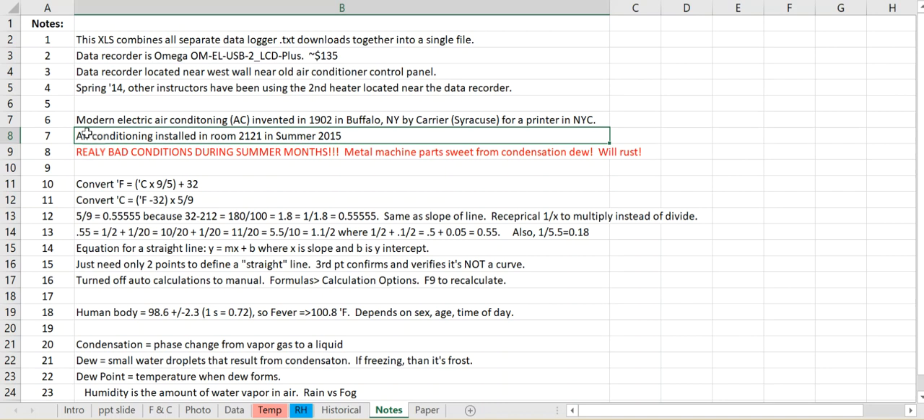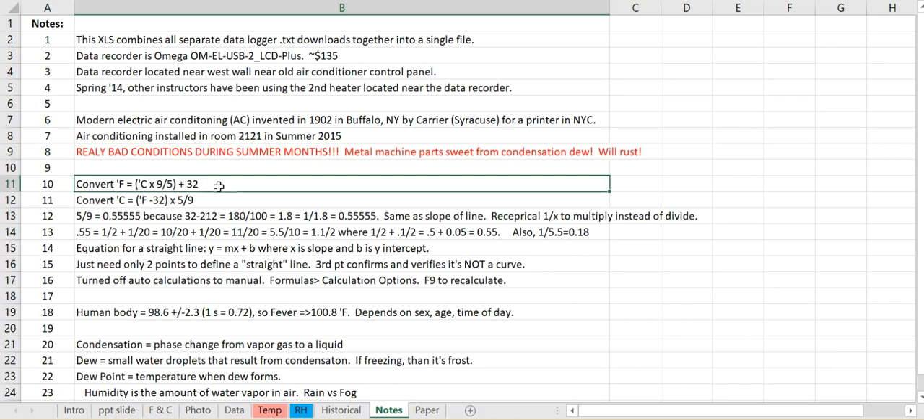My press lab did not get air conditioning until 2015, and one of the problems we were having prior to that was that we were getting a lot of condensation and sweat on the metal parts. So my 6 metal printing presses and my paper cutter and my folder were all rusting severely because of the dew point and the condensation.